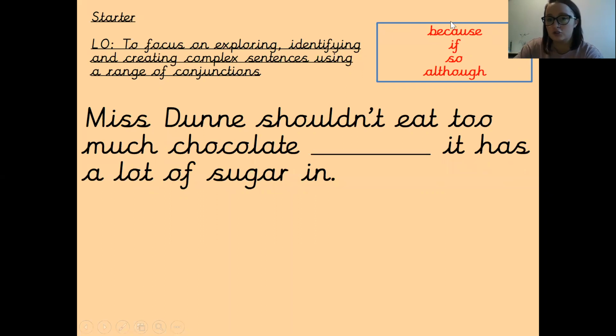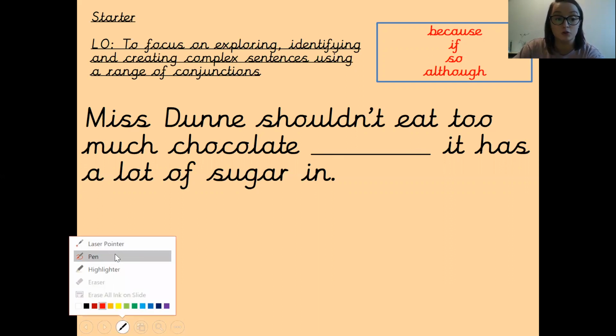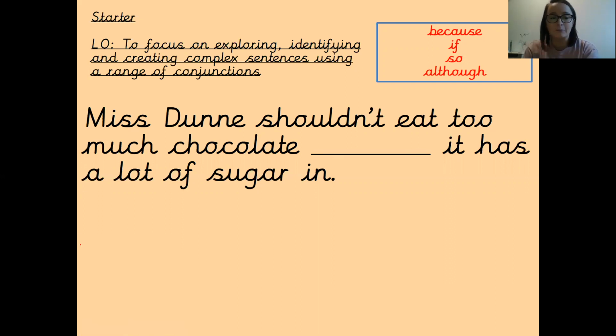So we've got our conjunctions at the top. We've got because, if, so, and although. And I've got the sentence here, and I've got my conjunction missing. Let's see if we can figure out which conjunction it should be. So it says, Miss Dunn shouldn't eat too much chocolate. We know Miss Dunn loves chocolate, don't we? Something, it has a lot of sugar in. So would it make sense if it was because, if, so, or although? What do you think? Pause the video, have a little bit of a thought.